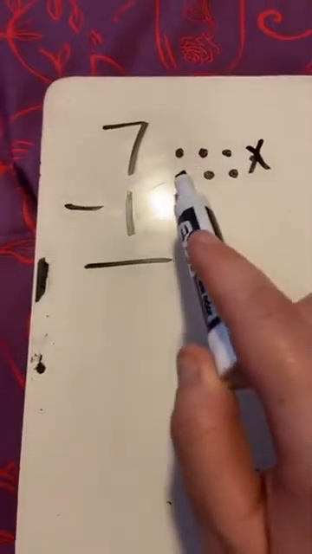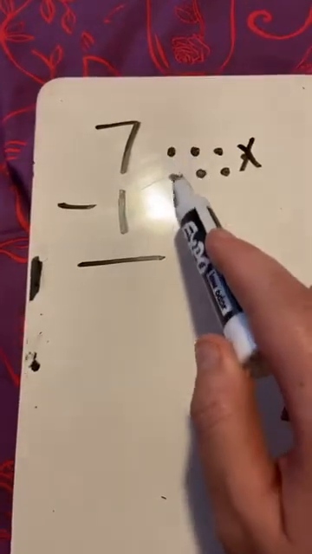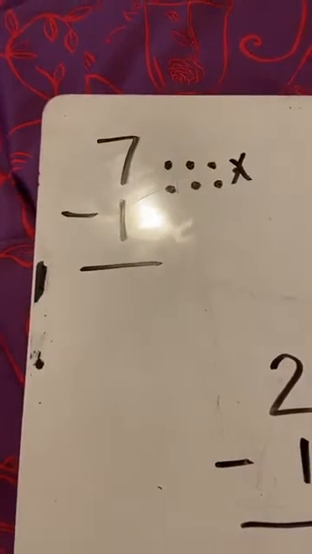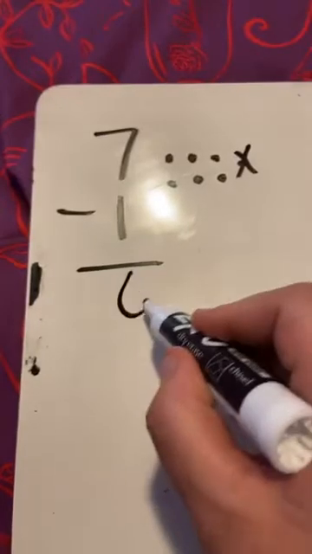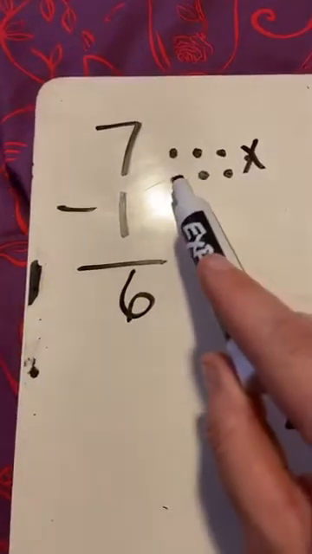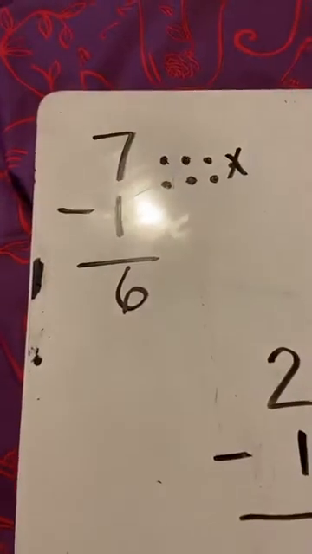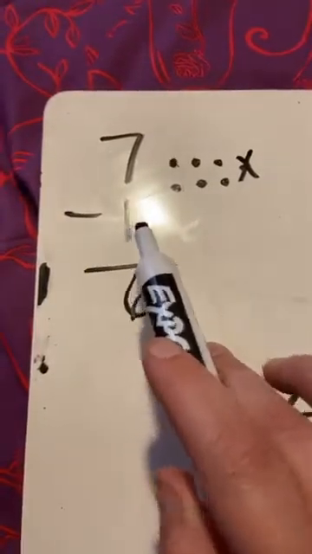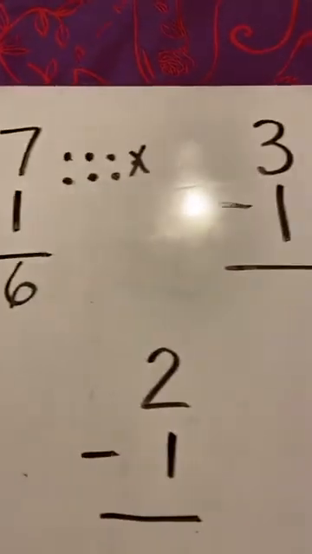Well, let's count. Ooh, I can count by 2s. Ready? 2, 4, 6. What's my answer? You're right. 6. I could also count by 1s on this one, but we wanted to practice counting by 2s. I could go 1, 2, 3, 4, 5, 6. And I know that I have 6 left. So 7 minus 1 equals 6. You're right. Very good job.